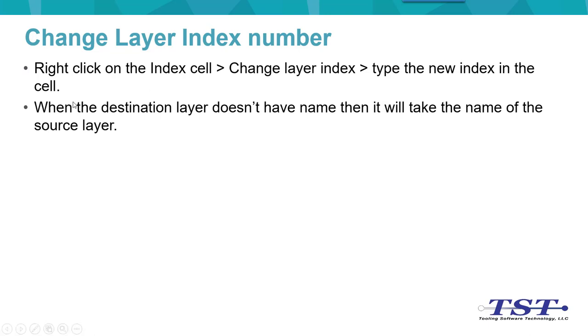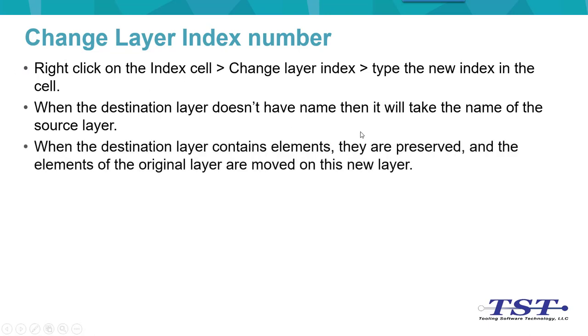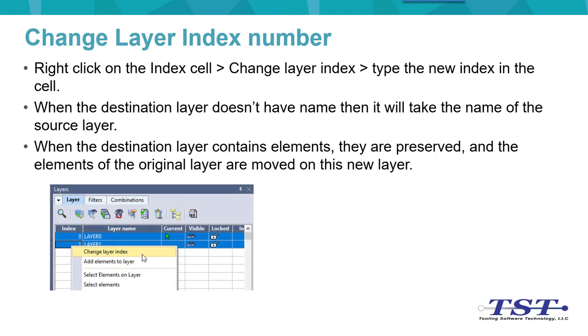When you're in the destination layer, it doesn't have to have a name in it, and it will fill in the source layer. When there is a destination layer that contains elements in it, they will be preserved, and the elements in the original layer will be moved to it. So the new option within this is right-clicking on the index number and selecting Change Layer Index.